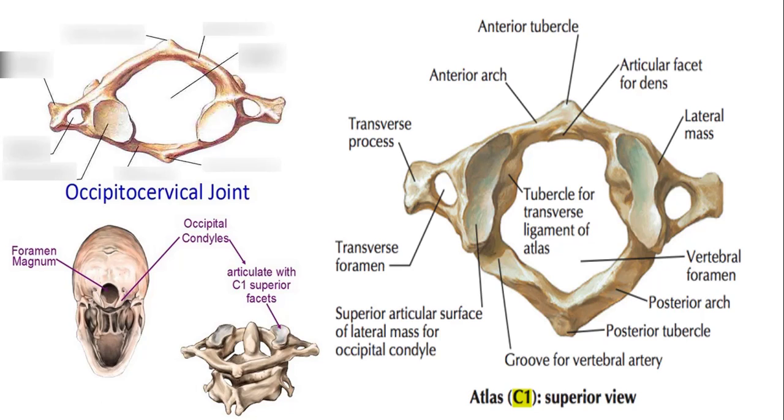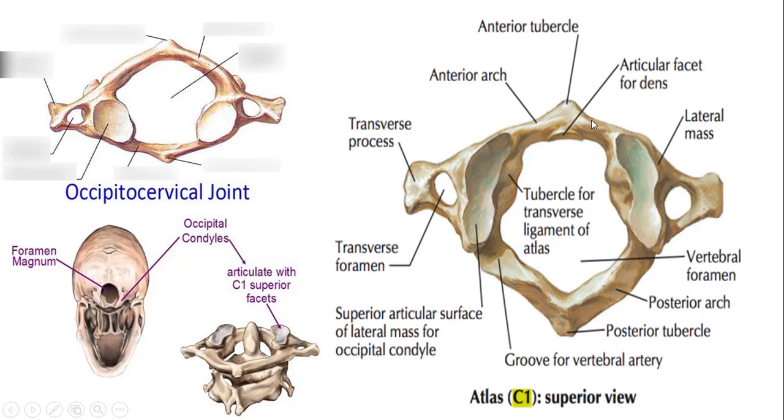Why so? Because in fact, during embryological development, the vertebral bodies of the first cervical and second cervical vertebrae fuse together to form the dens of the axis. And that's why there is no intervertebral disc between C1 and C2.